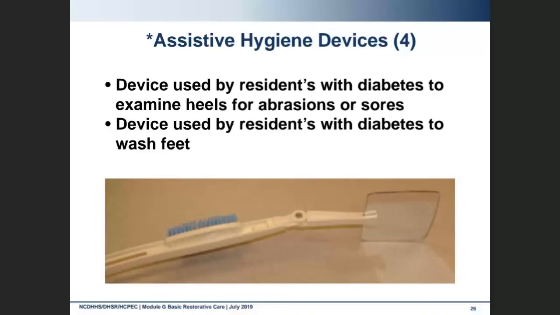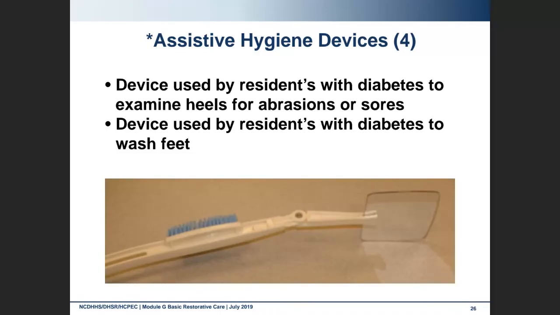You maybe have heard of or seen this device. This is a device used by residents with diabetes so that they can actually examine their heels for any kind of sore or abrasion and wash their feet. If you don't know much about diabetics, they tend to have neuropathy in their lower extremities and poor wound healing. So it's not uncommon for diabetics to get like the tiniest little cut on their foot. But to them, it's going to turn into a terrible wound that could result in amputations if they're not careful. So it's really important for our diabetic patients that we're paying attention to their feet and their lower extremities. And this device will aid them to do that and maintain their independence.